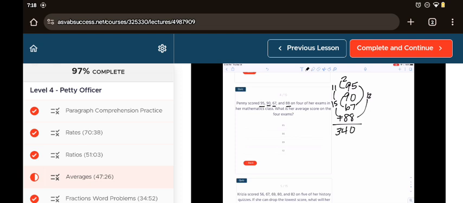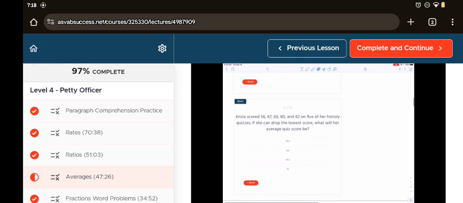Okay, now that I've done that, I'm going to divide by 4 because that's how many tests there are. So 4 goes into 34 8 times. 4 times 8 is 32. 34 minus 32 is 2. We bring down the 0. 4 goes into 20 5 times. 4 times 5 is 20. And 20 minus 20 is 0. So my average is 85. Okay, awesome. Let's look at number 5.